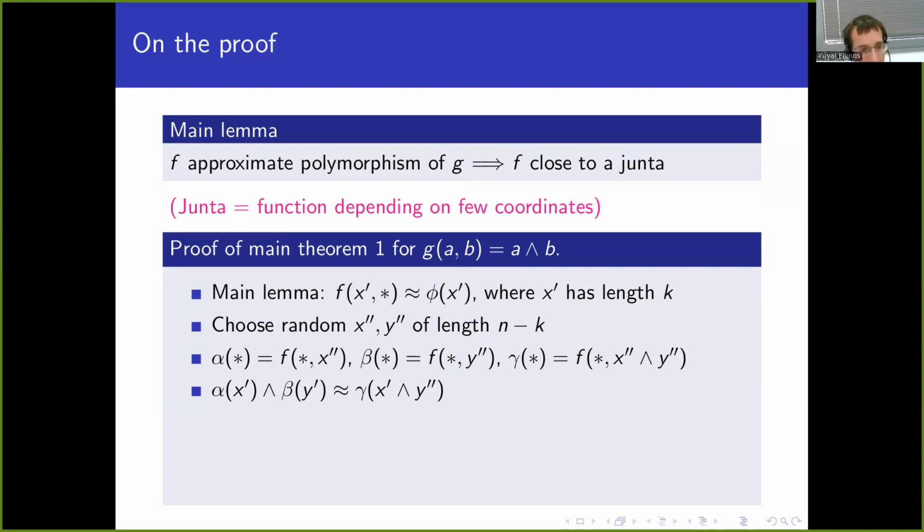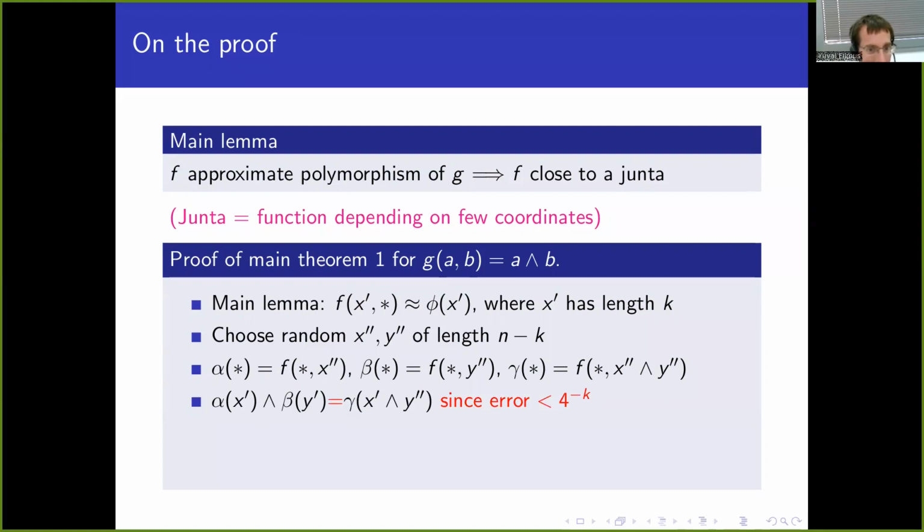Okay, and here is really the trick that we're going to use here. So we're going to make sure that the error probability in this approximate equality is so small that actually this has to be an equality. Okay, so if the error is smaller than 4 to the minus k, then this has to be an equality. Okay, and in this case, we're essentially done. Why? So Dokov and Holtzman actually classified the solutions to this more general equation.